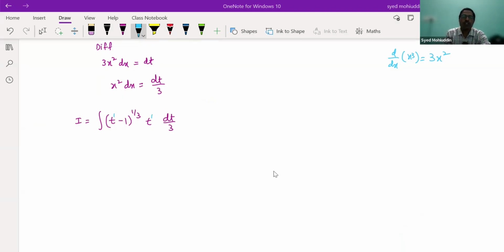Because directly you cannot simplify this one, therefore I'll try to simplify this. Divided by 3, I can take it outside and write down (t minus 1) whole power of 1 by 3, subtracting 1 and adding 1.